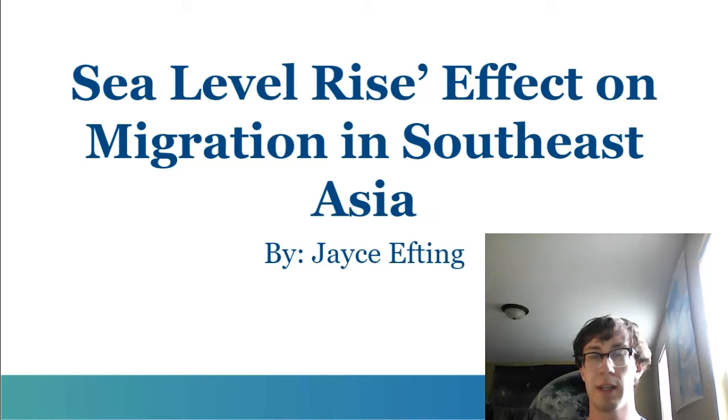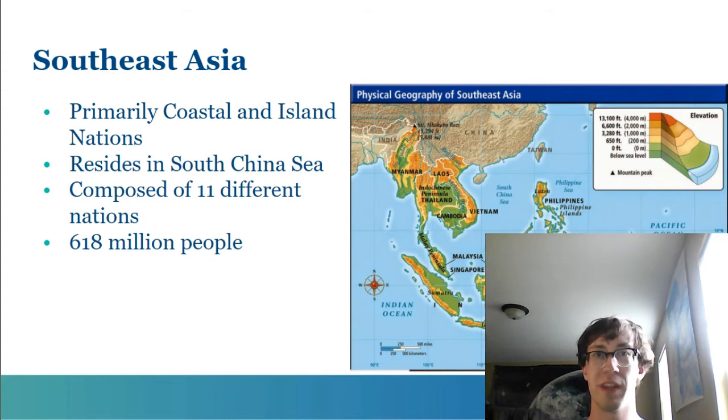My name is Jay Sefting, and today I'll be doing my presentation on how sea level rise will affect migration in Southeast Asia. Now, to start off with, I wanted to just give a brief overview of Southeast Asia as a subregion. It's located in the South China Sea, just south of China, just north of Australia, and it is composed of 11 different nations, 10 of which are part of the Association of Southeastern Asian Nations, or the ASEAN.